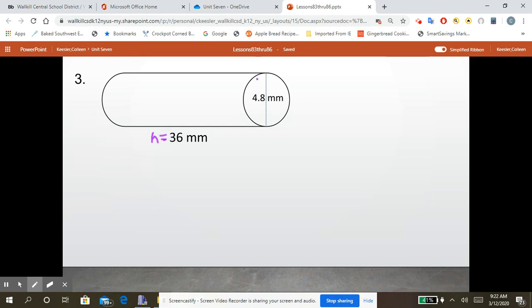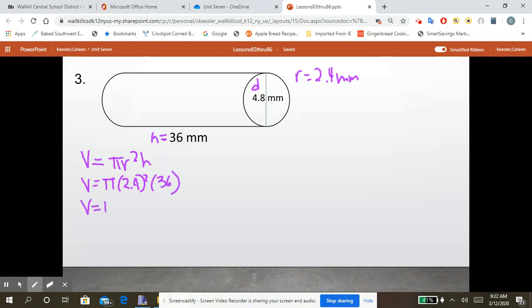and the 4.8 is the diameter. So keep in mind, if you're given diameter, you need to cut it in half. So the radius is 2.4 millimeters. So now we use our formula just like we did in the last problem. We have pi r squared h again. We plug in our givens. So it's pi times 2.4 squared times 36.